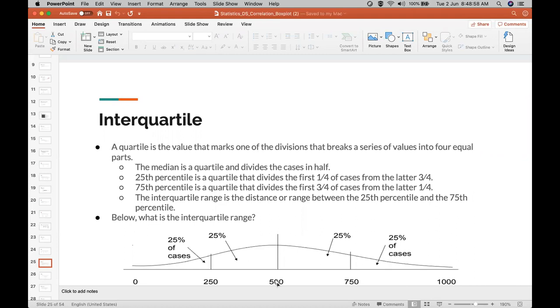Within those two groups, you again find the central values. The central value of your right group is called Q3, or quartile 3, or also you can call it the 75th percentile. And the central value of the first group, which is to the left of your median, is called the 25th percentile, or also called Q1, quartile 1.